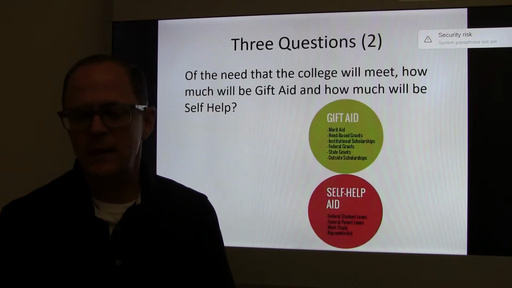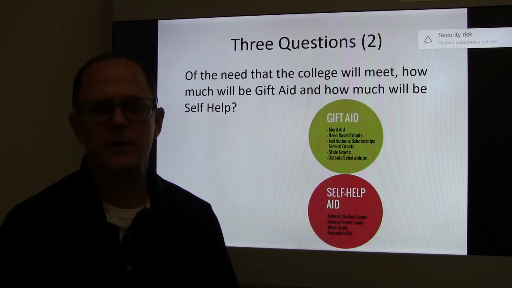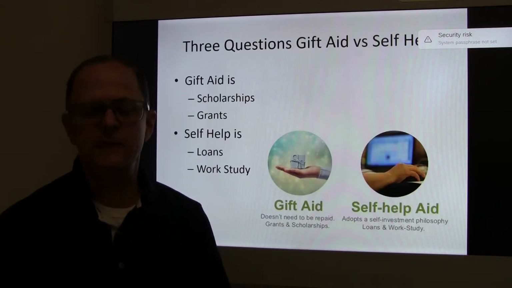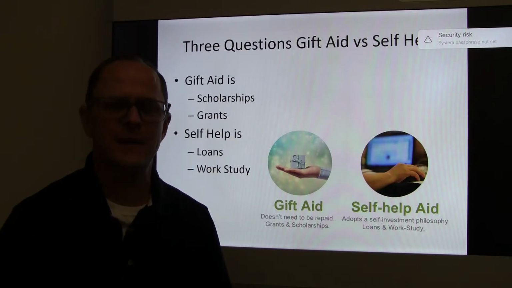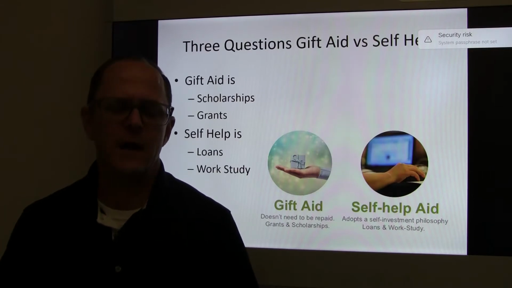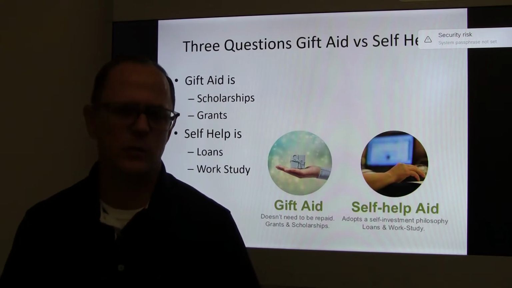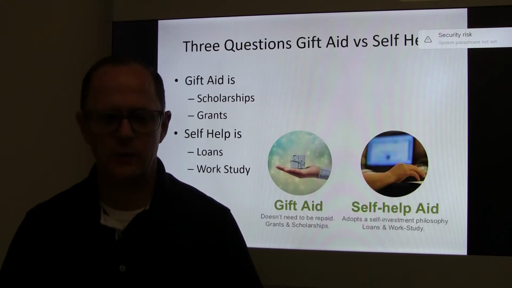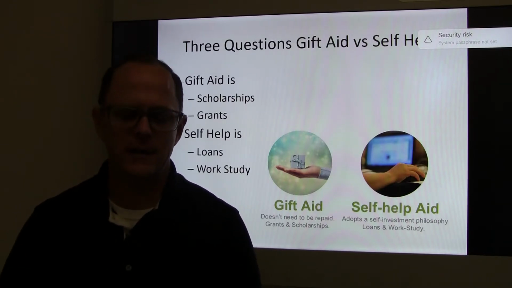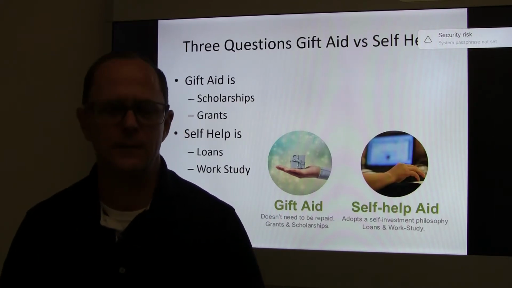And the second one is, of the need that you're going to actually give us, what's the split on it? How much will be gift aid and how much will be self-help? And gift aid is scholarships and grants. We want that. We want lots of that. That's the free money that we get that we don't have to pay back. The second one, self-help, is broken into 2 categories. And the first category is loans, and the second one is work study. And work study is where the student works for one of the colleges or one of the college entities, and they will earn a paycheck, and they can use that paycheck to pay for college or use it for pizza money or buy books or whatever.